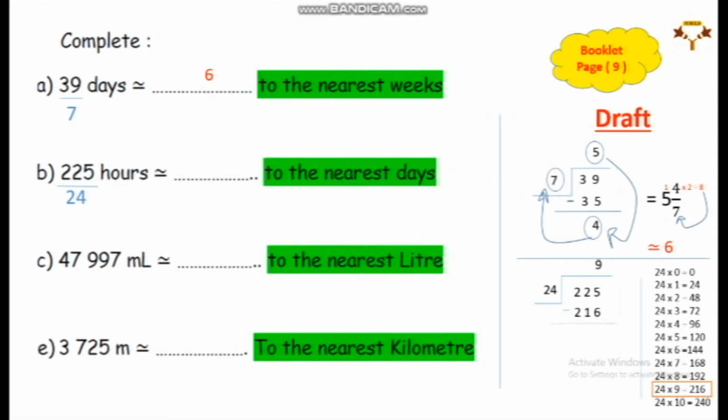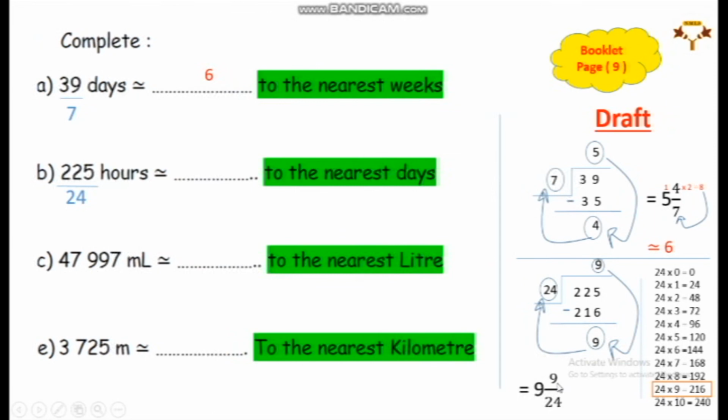Sisters say subtract. So let's subtract it. When I subtract them, I have the answer, which is 9. Now let's write it in the form of a mixed number. We will write it as 9 and 9 over 24. Excellent. Now if you want to approximate it to the nearest unit, to the nearest day, what will we do? Excellent. We have to multiply the numerator by 2. If it's greater than the denominator, add 1. If it's smaller, don't add anything.